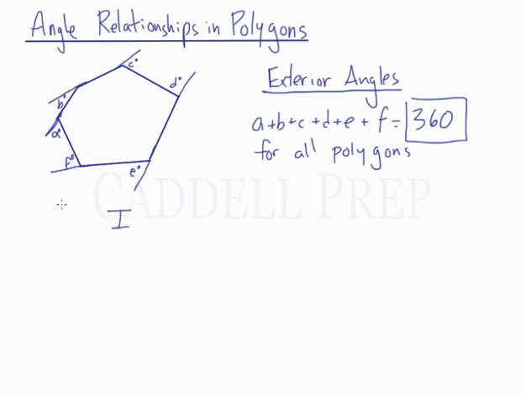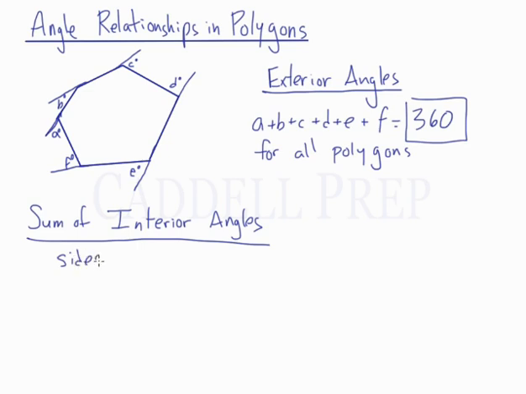Interior angles, though, the sum of the interior angles will be different depending on how many sides there are. So for a triangle, we know a triangle has 3 sides. The sum of the interior angles is 180. A quadrilateral, such as a square or a parallelogram, has 4 sides. They add up to 360. A 5-sided figure, a pentagon, the sum of the angles is 540. And a hexagon, a 6-sided figure, the sum of the interior angles is 720.